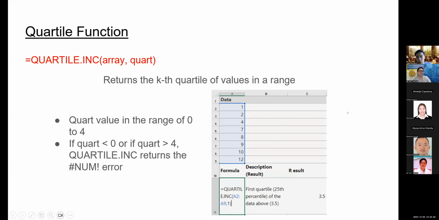And we can also use the quartile function using the syntax equal sign QUARTILE.INC. And then we select an array, and then we specify the quartile that we want to check. This returns the kth quartile of values in a range. As we have discussed, this would be a value that ranges from 0 to 4. And if you exceed that set limit, the function would return a value stating #NUM! error.